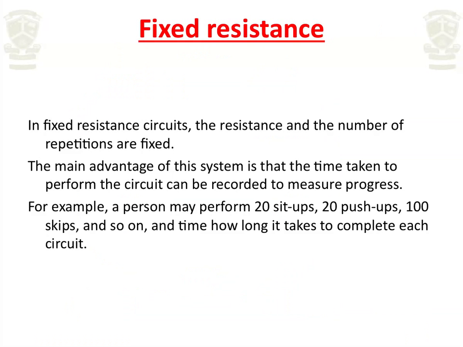So we spoke about fixed resistance before, and what we're looking at when we come to fixed resistance is that the number of repetitions is fixed. So for example, the athlete's going to sit down at the bench press and they're going to complete 20 reps. So 20 times they've got to move that weight. The advantage of this system is that you can actually record the time that it takes to perform the fixed resistance and keep measuring the person's progress and have a bit of a log of how they're performing.